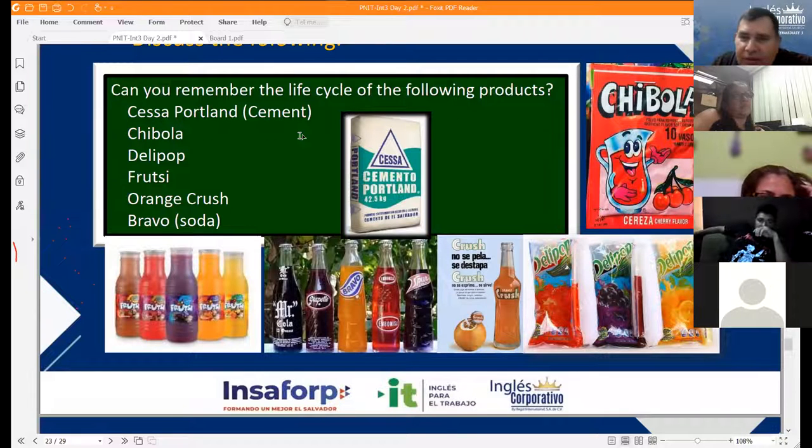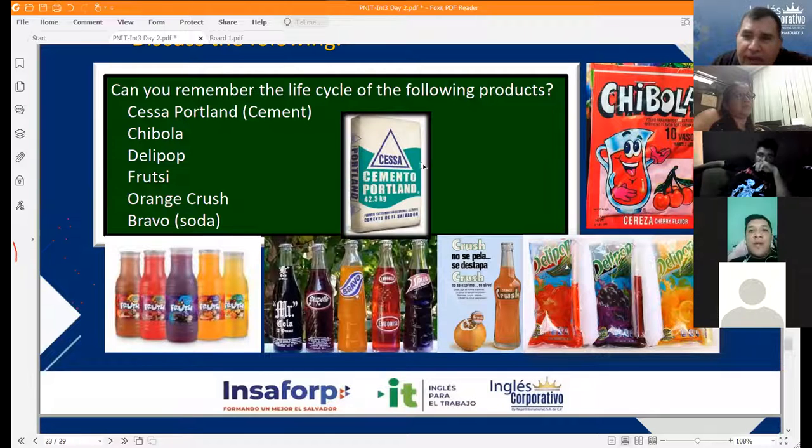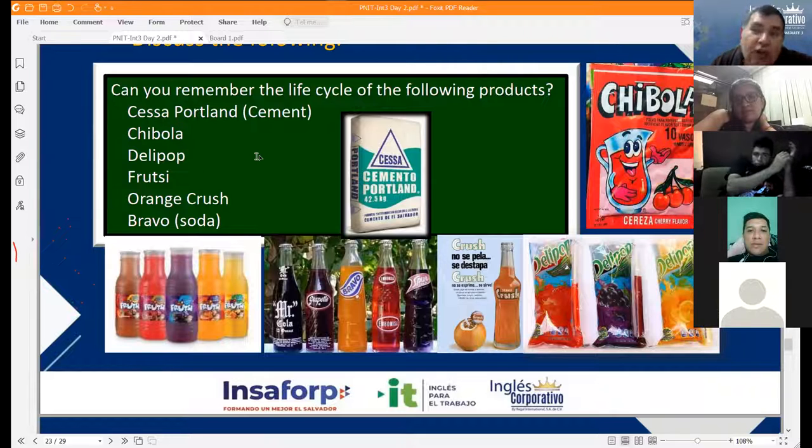CESA Portland. This is cement. Right now it is Holcim. CESA has been substituted by Holcim, right? I guess it's the same formula, but now it's not CESA anymore. Now it's Holcim. Then Chibola. Chibola o nada? You remember, right? Yes, I remember Chibola o nada. Yeah, Chibola, el del pichelito contento. You remember? El pichelito contento.